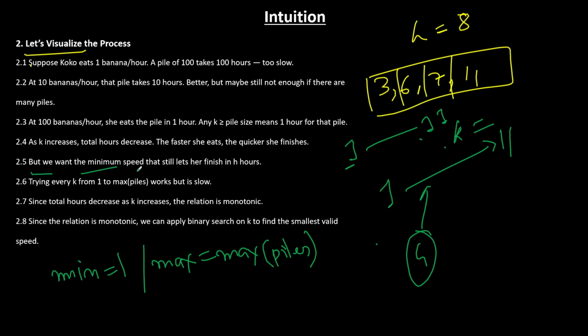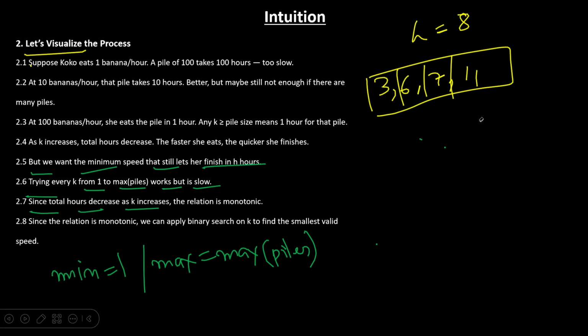But we want the minimum speed that still lets us finish in h hours, right? Trying every k from 1 to max pile works, but it is slow. Since total hours decrease as k increases, there is also a logic. If you take a lower value, suppose 3, and divide by it, it will take the maximum time, correct? And if you take the maximum value, it will take the lower time. That is common sense, right?